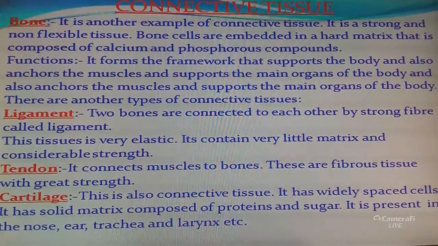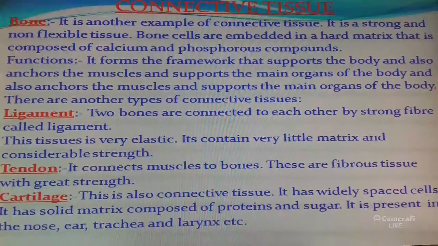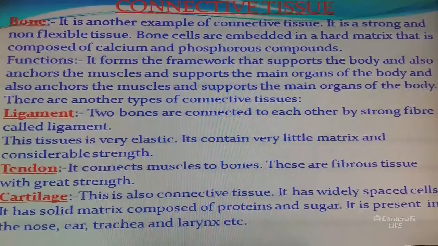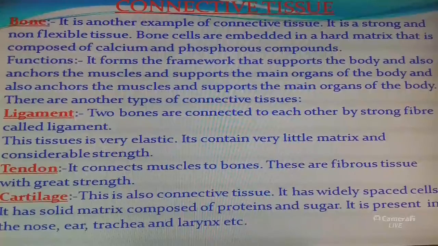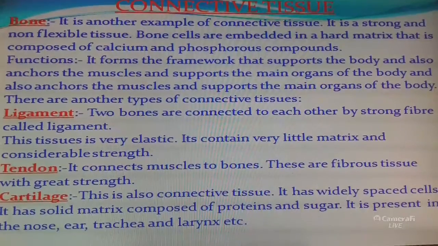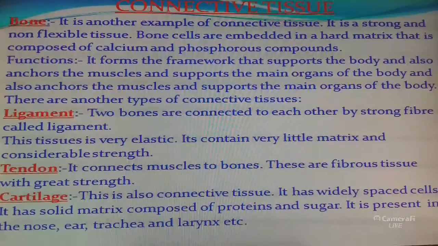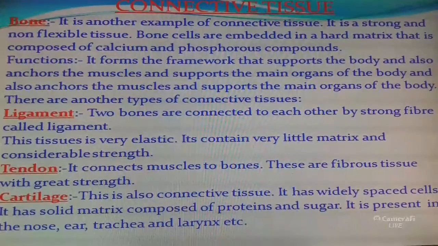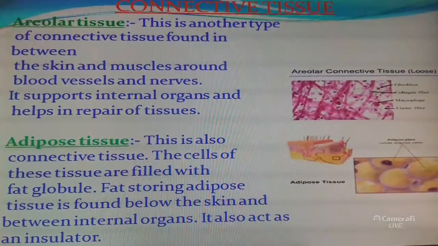Tendon joins muscles to bones, but ligament joins bone to bone. When two bones are connected to each other by another type of connective tissue, these are called ligaments. This tissue is very elastic, it has considerable strength, and it contains very little matrix.